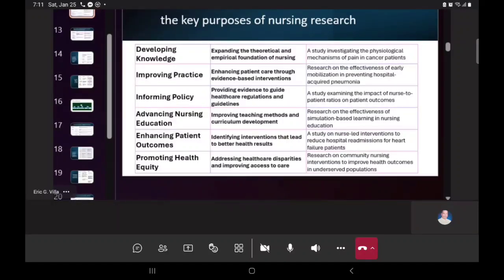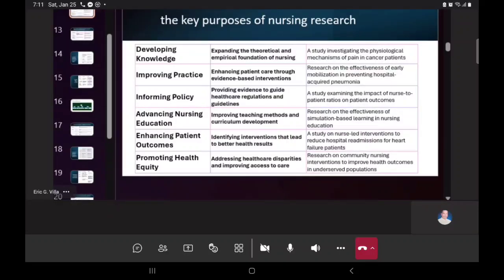Informing policy is a critical function of nursing research. Studies that examine the impact of healthcare policies or propose evidence-based guidelines can significantly influence decision making at institutional and governmental levels. For instance, research on the effects of nurse-to-patient ratios on patient outcomes has been instrumental in shaping staffing policies in many healthcare institutions.